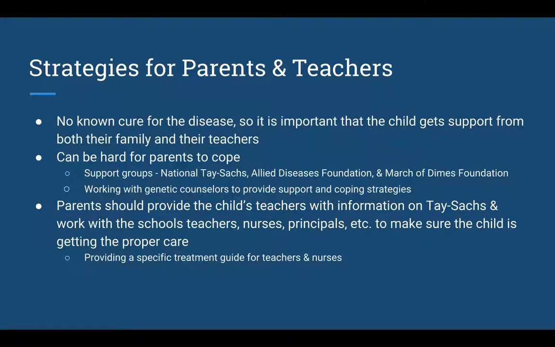We then have some strategies for parents and teachers. There is no known cure for the disease, so it is important that the child gets support from the family, the teachers, and just everyone around them, their whole environment. It can be hard for parents to cope, but we did find some support groups such as the National Tay-Sachs and Allied Diseases Foundation and March of Dimes Foundation. We also found that working with genetic counselors to provide support and coping strategies is really essential in helping the child get that support, and their parents get that support as well.